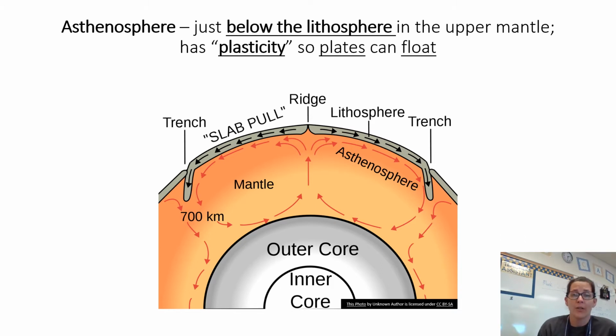Just under the lithosphere, we've got the asthenosphere. These are the two fun ones that I think are to say. So the asthenosphere is just below the lithosphere. It's in the upper mantle still, and it has plasticity. So those plates that make up the lithosphere can float. So the plates in the lithosphere are floating on top of the asthenosphere. Don't worry about the big scary words. We're going to learn so much about it, you're going to think, I got this, no big deal.